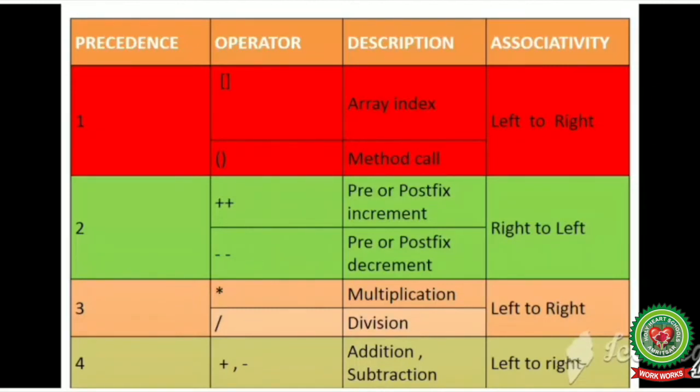Number 3, multiplication and division. Both operators have the same precedence and they will be solved from left to right. If multiplication comes first, it will be solved first. If division is at the first position and multiplication afterwards, they will be evaluated from left to right, whichever operator is at the left side. Number 4, plus and minus, that is addition or subtraction. Same as multiplication and division, they will also be evaluated from left to right.